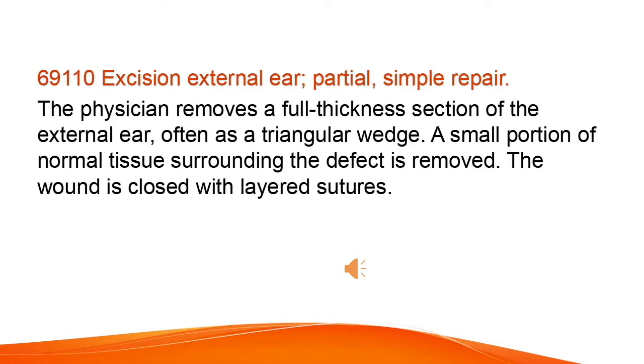Excision external ear, partial, simple repair. The physician removes a full thickness section of the external ear, often as a triangular wedge. A small portion of normal tissue surrounding the defect is removed. The wound is closed with layered sutures.